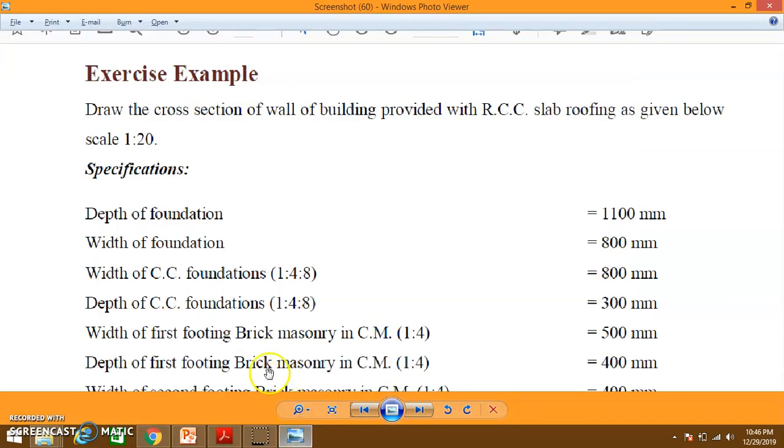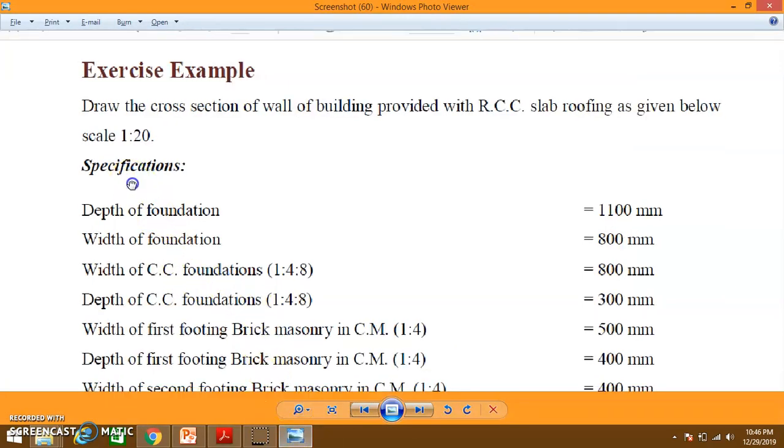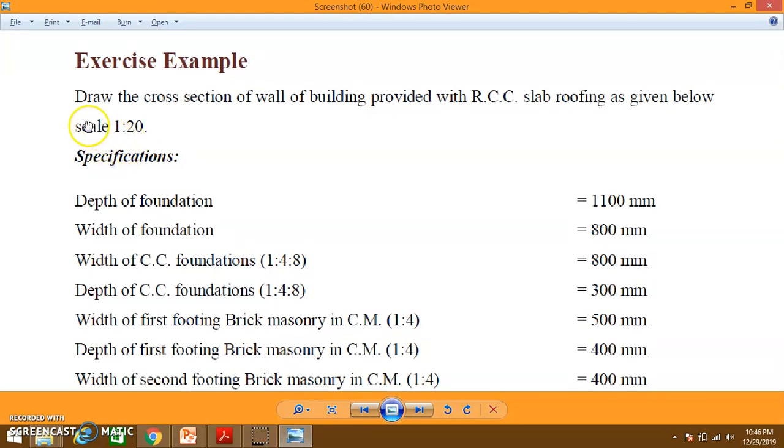Now the given data is compared with the specifications and converted. This is the conversion of the 1 is to 20 scale onto our drawing sheets. These are the actual site dimensions, and to draw them on the drawing sheet we have to use the 1 is to 20 scale.